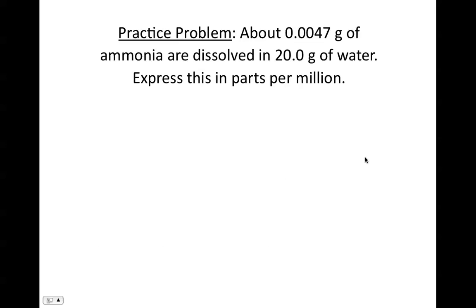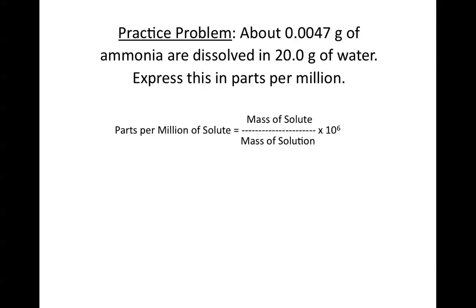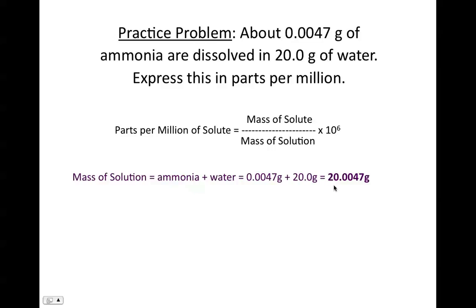So here's our first practice problem. We have 0.0047 grams of ammonia that are dissolved in 20 grams of water. We need to express this concentration in parts per million. So we are going to use this formula that we showed before. While we have the mass of the solute, which is the mass of the ammonia, the solution has to be both the water and the ammonia. So we're going to add those together, and that's going to be the mass of my entire solution.